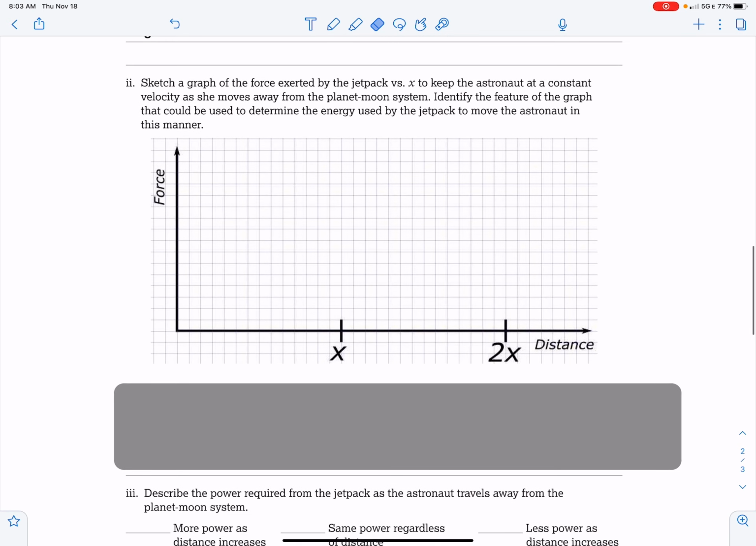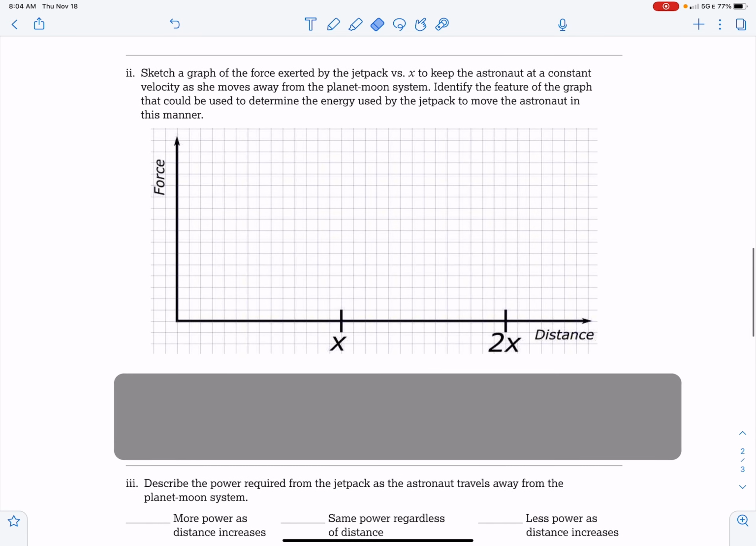Part 2. Sketch a graph of the force exerted by the jetpack versus x to keep the astronaut at a constant velocity as she moves away from the planet-moon system. Identify the features of the graph that could be used to determine the energy used by the jetpack to move the astronaut in this manner.